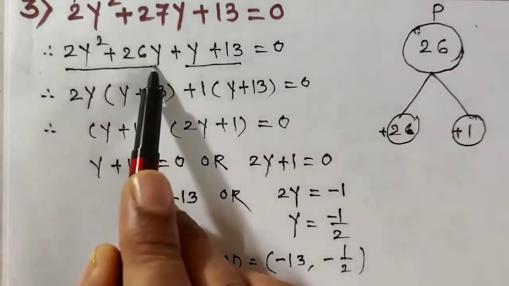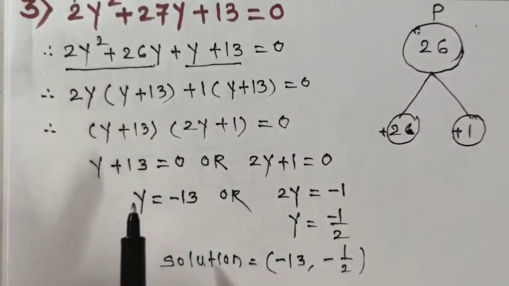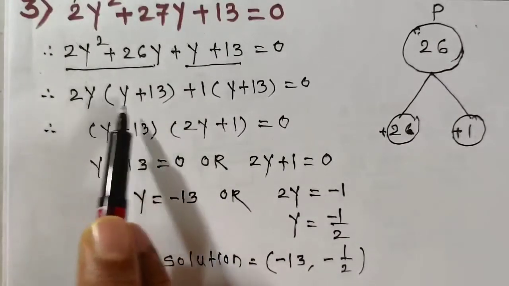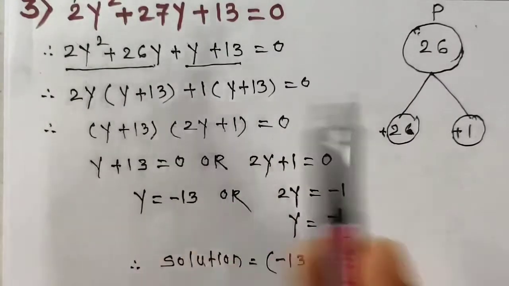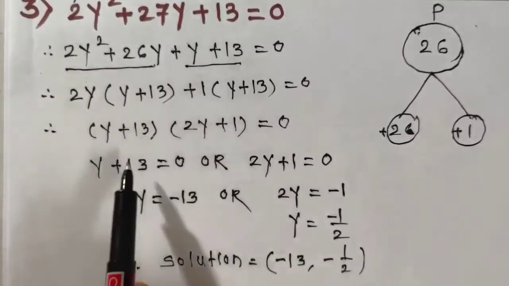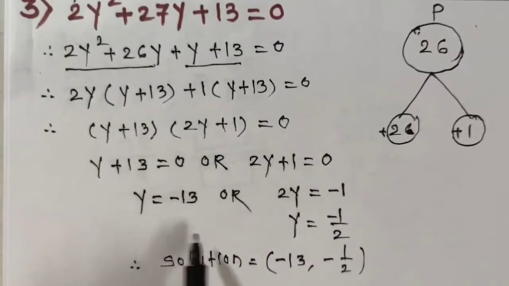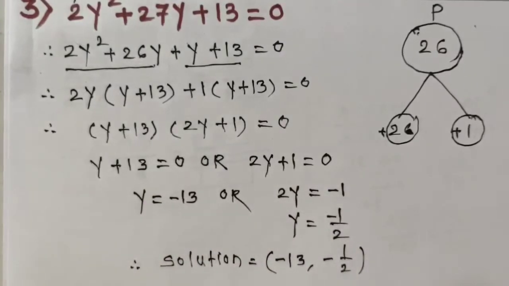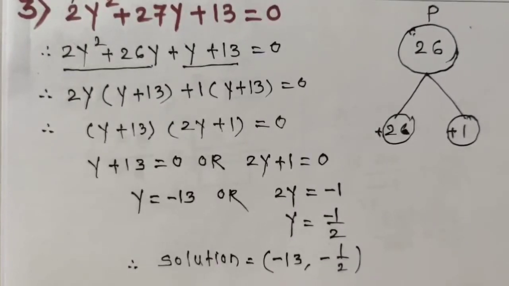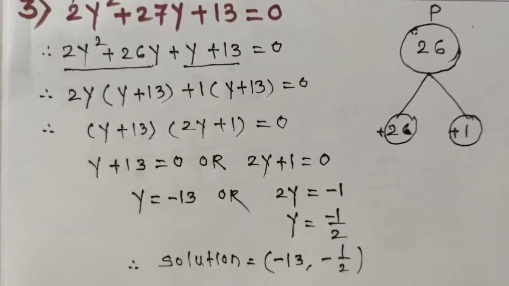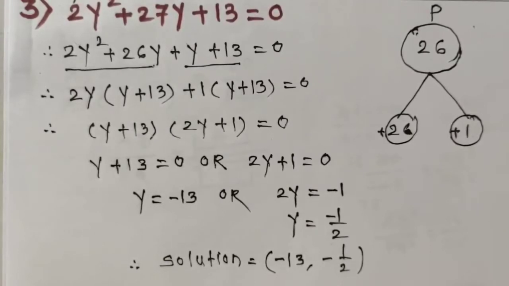Make a group of first and second term, third and fourth term. Find the common factor from the first pair: 2y is common, y plus 13. Here 1 is common; no common term means 1 is always common. So we get the factors. First factor 0 or second factor 0, and find the value of y. In this way we have seen these two sums from this exercise. These are the methods of solving a quadratic equation by factorization, so this is the factorization method.